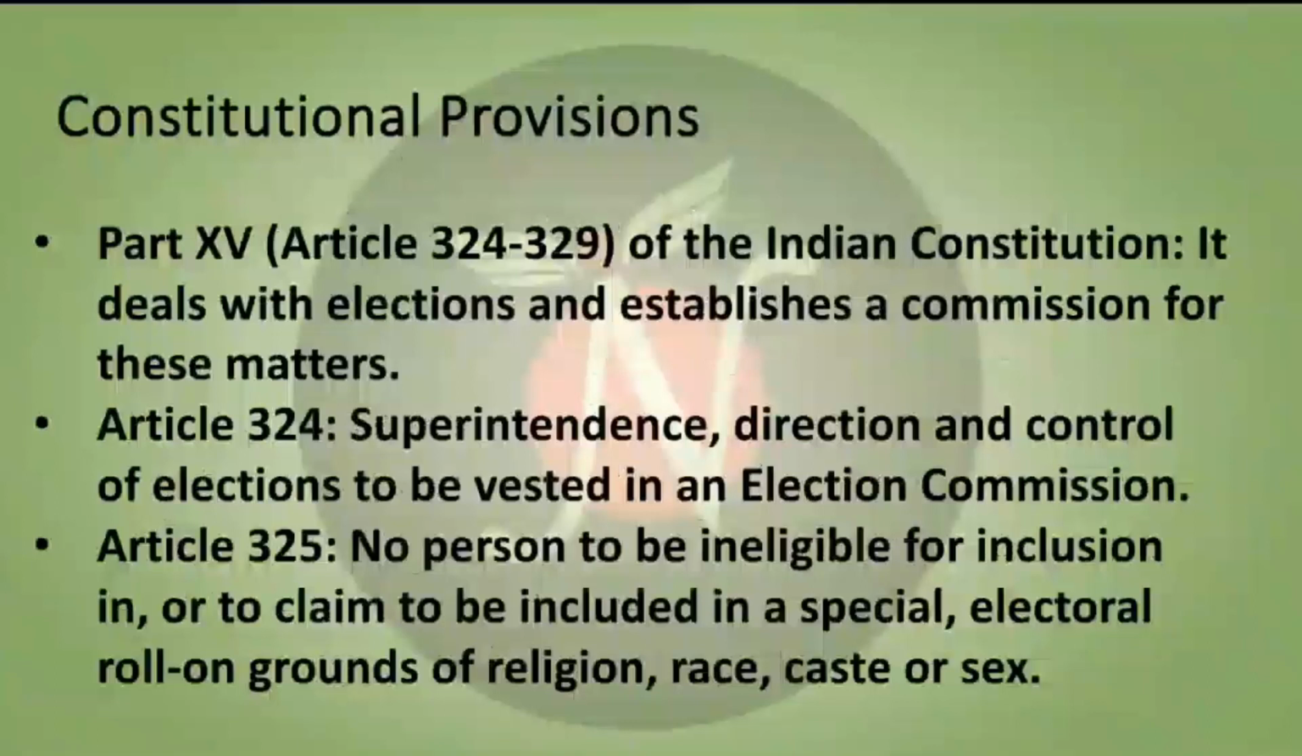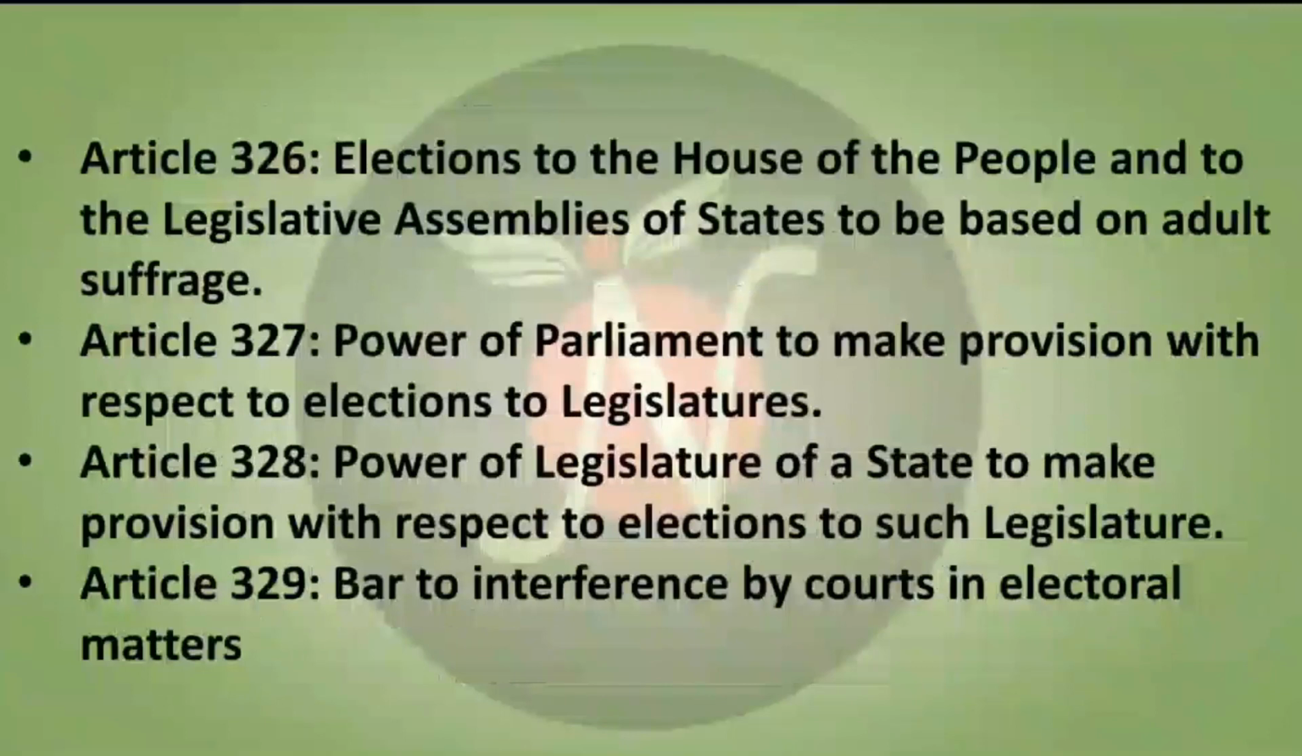Then what are the constitutional provisions? Part 15, from Article 324 to 329 of the Indian Constitution, deals with elections and establishes a commission for these matters. Article 324: superintendence, direction and control of elections to be vested in the Election Commission. Article 325 says that no person is to be ineligible for inclusion in, or to claim to be included in, a special electoral roll on grounds of religion, race, caste or sex.